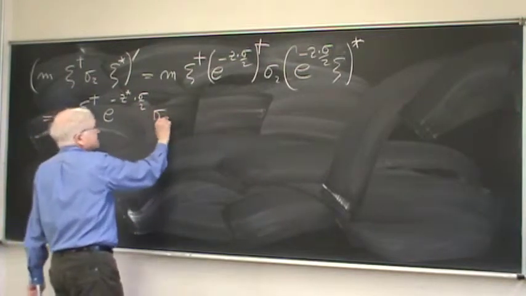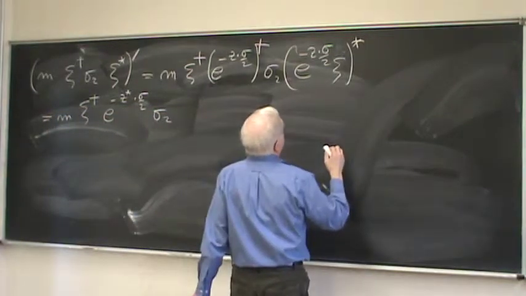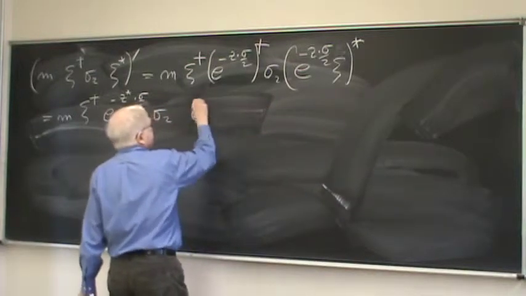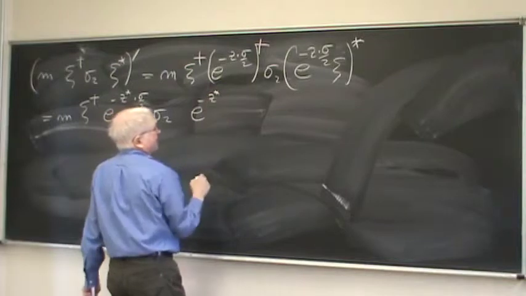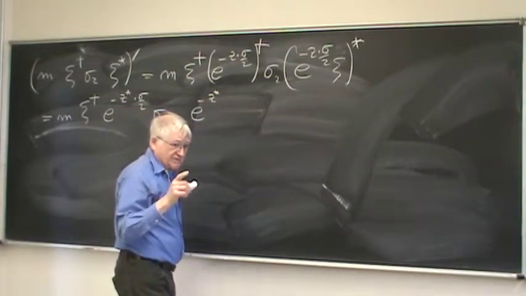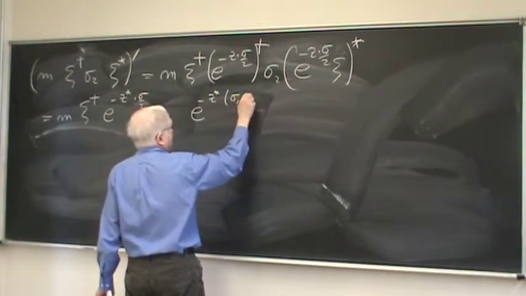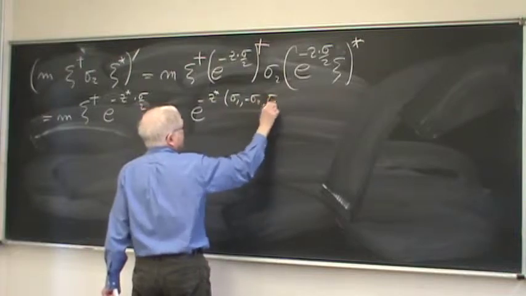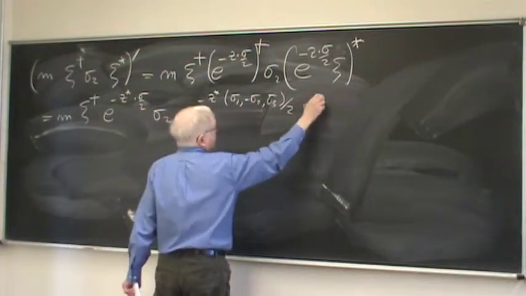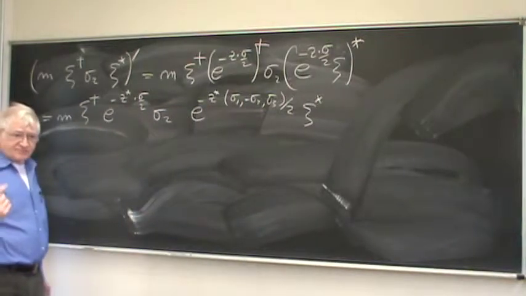Then we've got a sigma 2. And now what happens here? We're just complex conjugating everything. So this is e to the minus z star, but now it's sigma star. In sigma star, it's sigma 1 minus sigma 2, sigma 3 over z star. Because sigma 2 is imaginary.